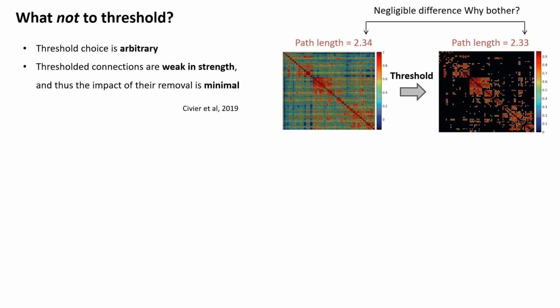There's also some recent work by Sevier and colleagues that's shown that actually removing the weakest connections using a thresholding approach doesn't really have much of an impact on connectome measures. As I've shown here on the right-hand side, I've shown a graph measure called path length, and we can see in the unthresholded network the path length has a value of 2.34. If we then go ahead and threshold the network, the value of path length doesn't change very much. So the argument here is why do we want to even bother adding this complexity into our connectome mapping pipeline if it doesn't have a large overall impact on the pipeline itself.